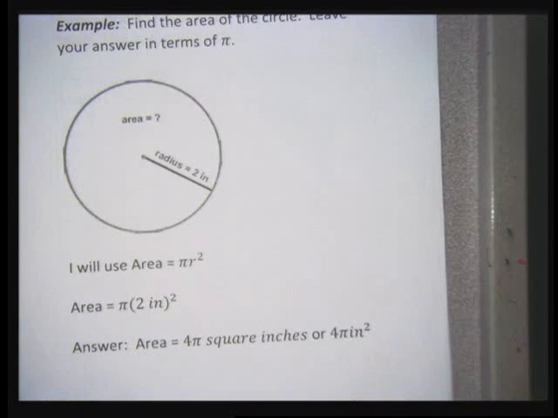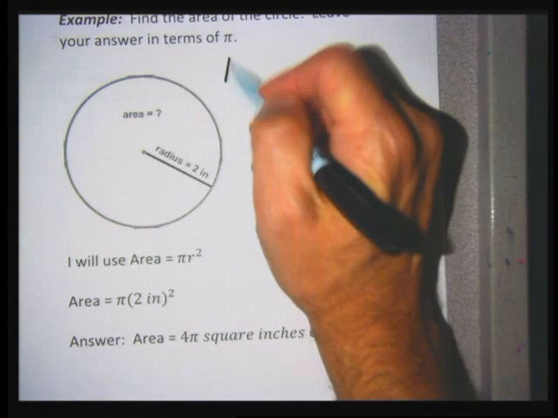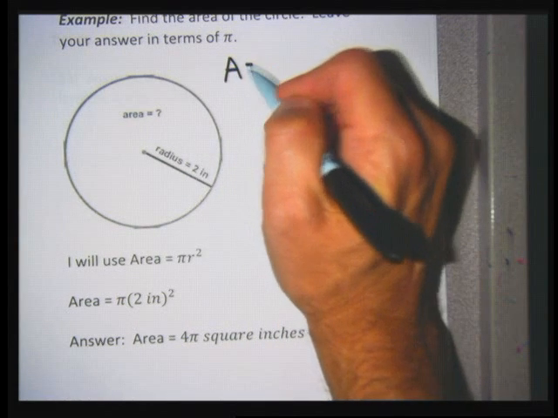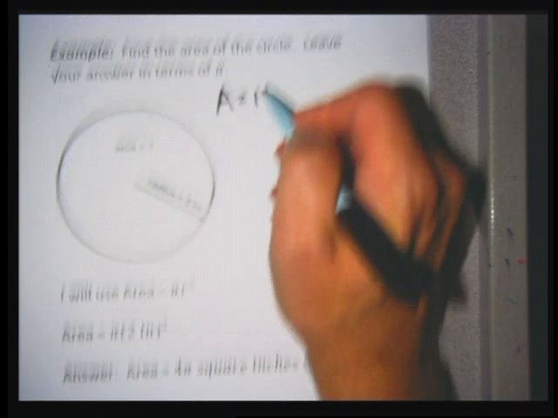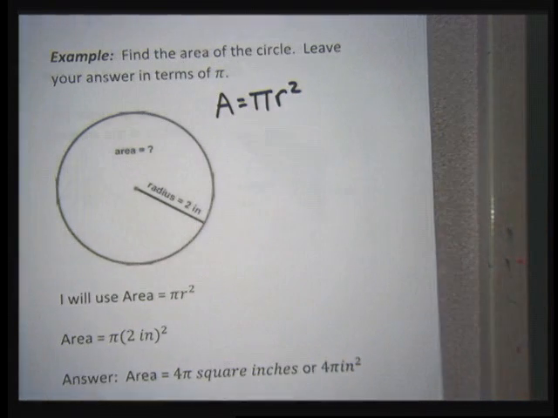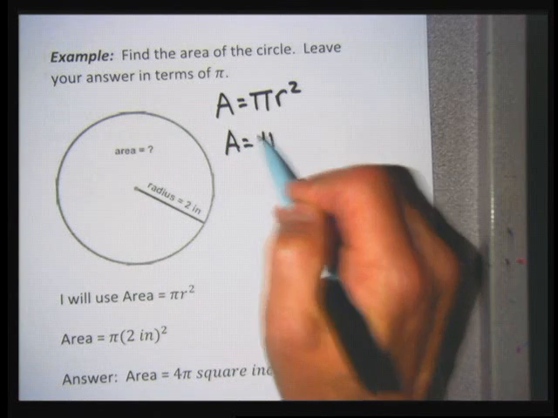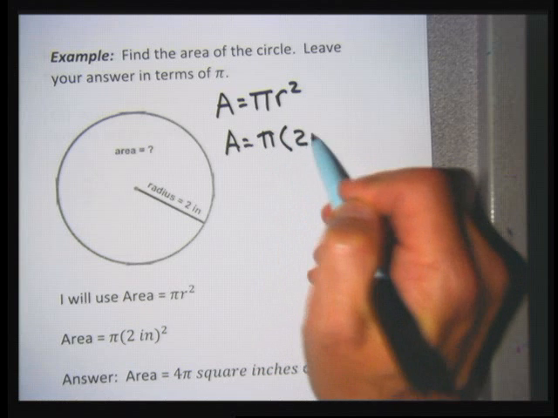Area of a circle is not a new word. Circumference is the perimeter of a circle, but for the area of a circle, we need the area formula, and the area formula for the circle is pi r squared. This problem says find the area of a circle and leave your answer in terms of pi. So my area is going to be A equals pi times 2 inches squared.